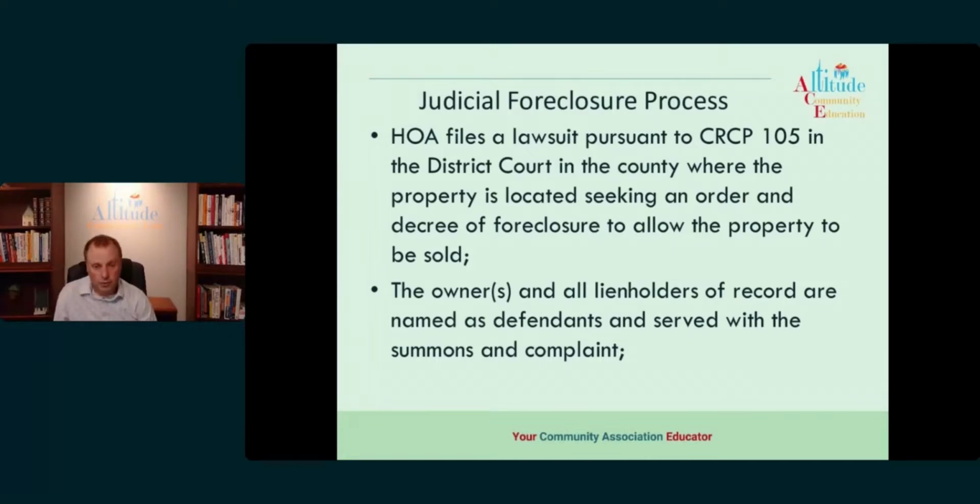The owners and all lien holders of record are named as defendants and served with the summons and complaint. So before we file our complaint, we're going to run an O&E on the property, which is going to tell us the ownership and encumbrances that stand on the property. So we're going to go to a title company. We're going to ask them to research title, tell us all of the people that have any interest in this property.